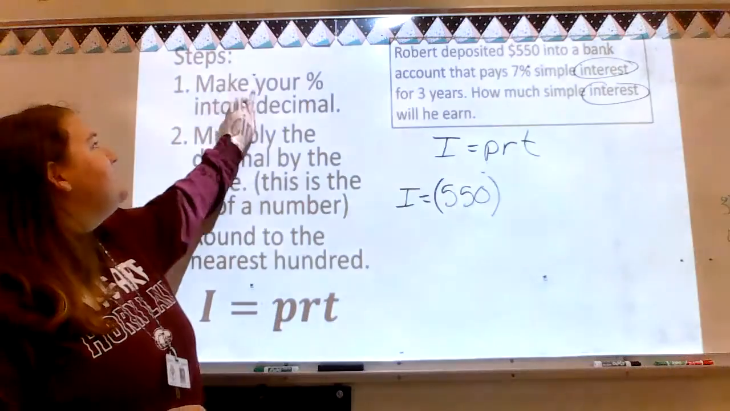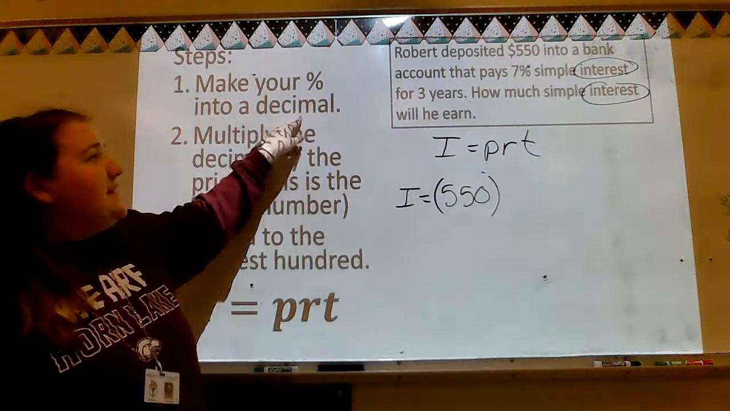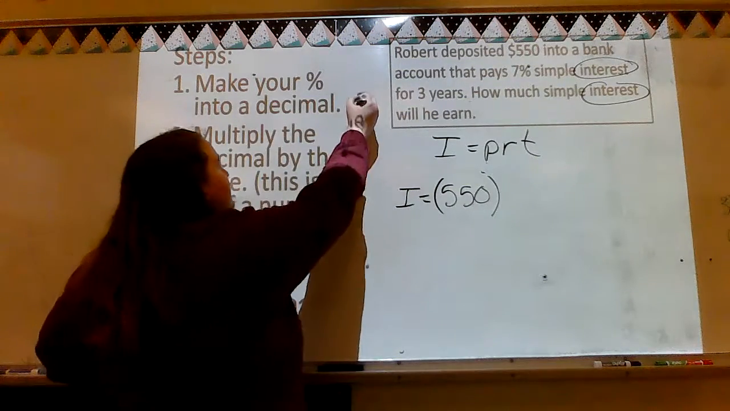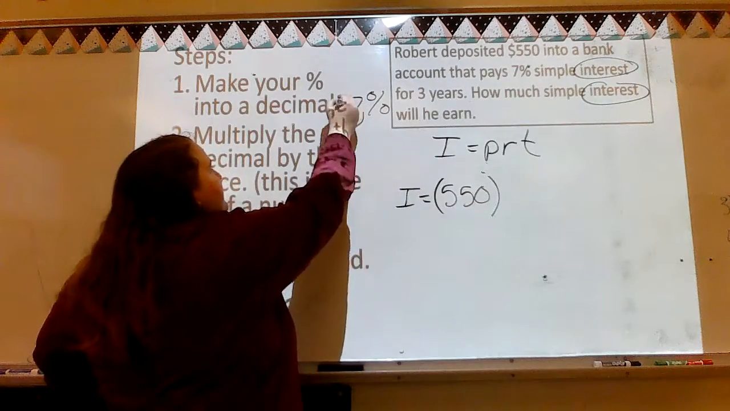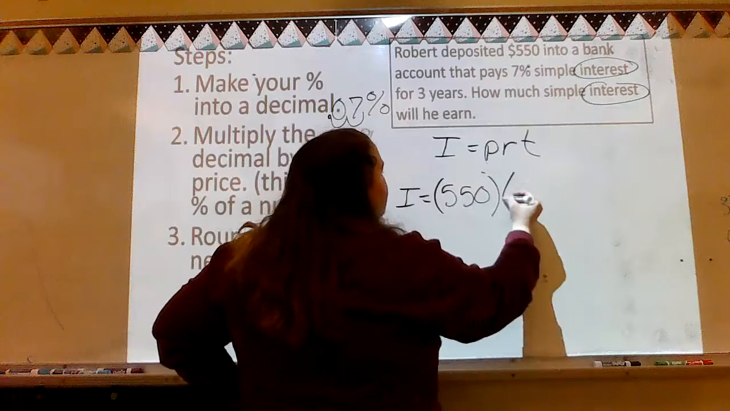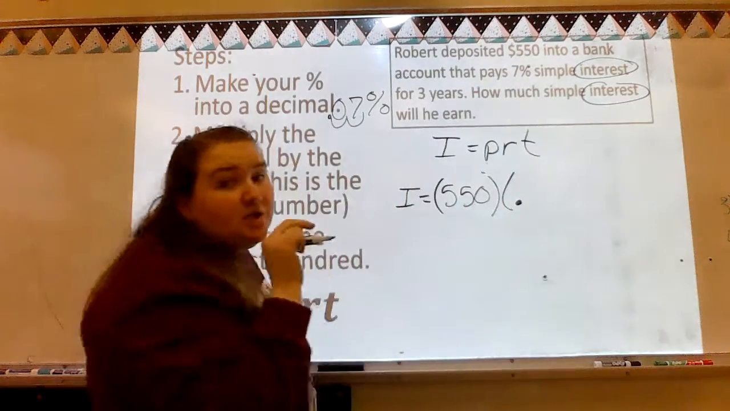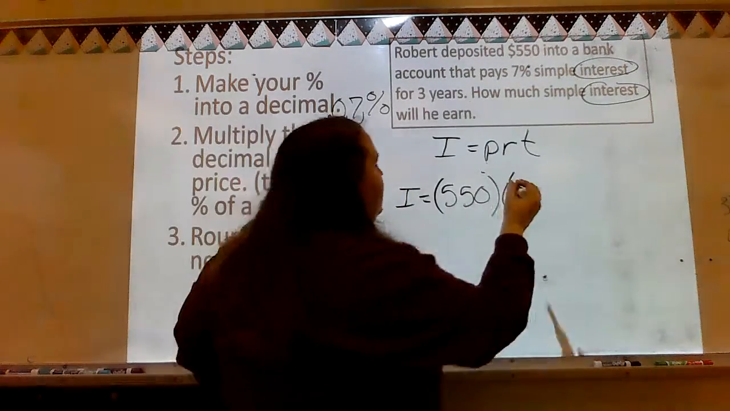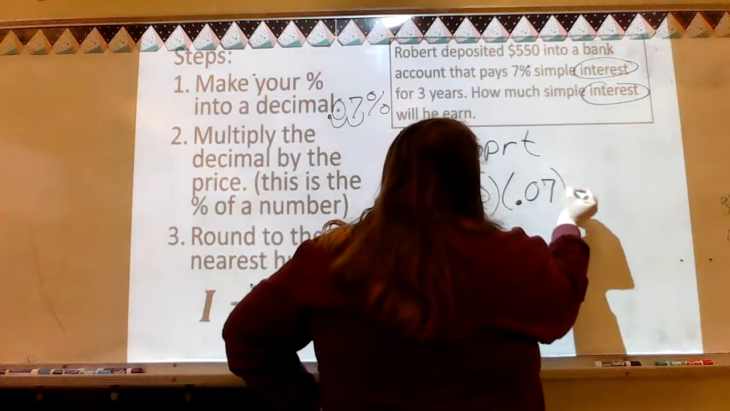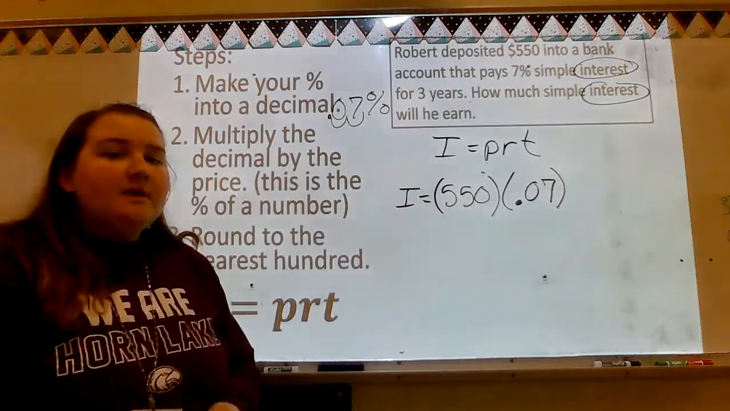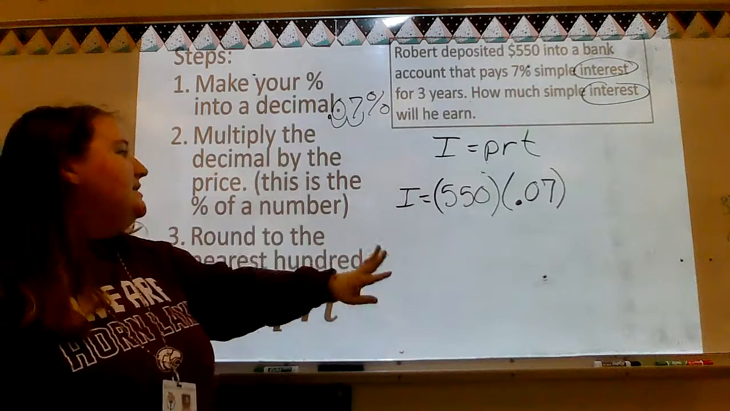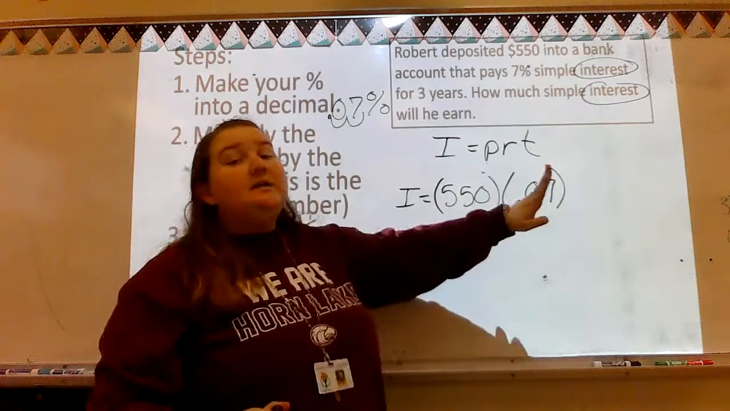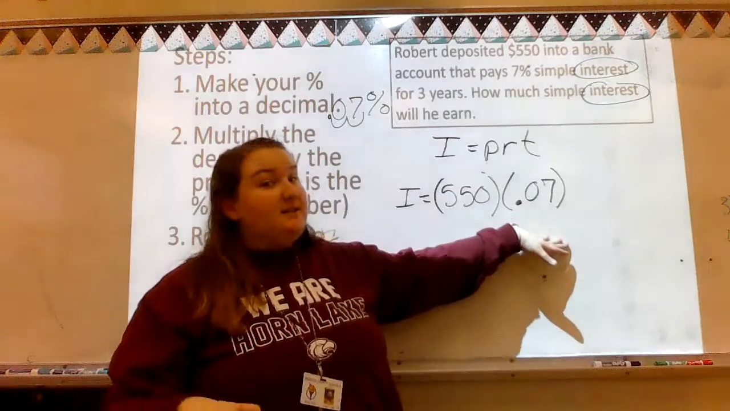Now, we also need to make our percent into a decimal. So I'm going to take 7%. I'm going to move my decimal 1, 2 times to the left, put a 0. So my percent is point. Do not forget your decimal. 0.07. Okay? So next we're going to multiply all of this out. So price times your percent as a decimal.